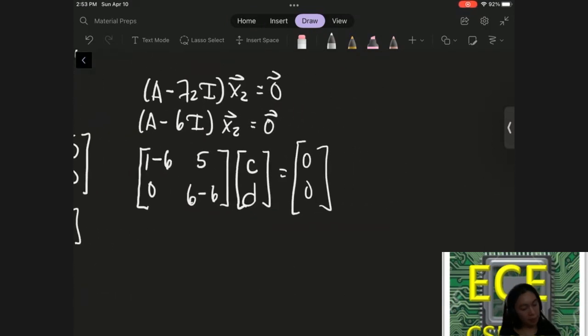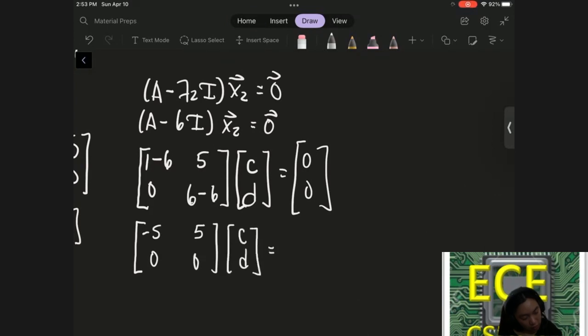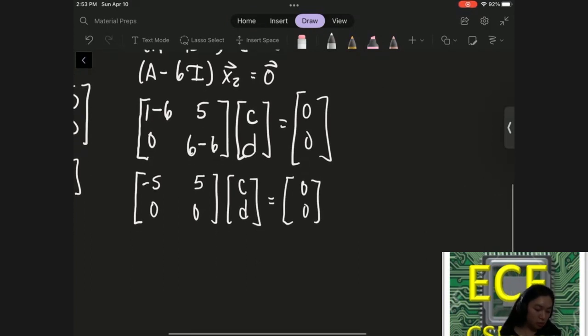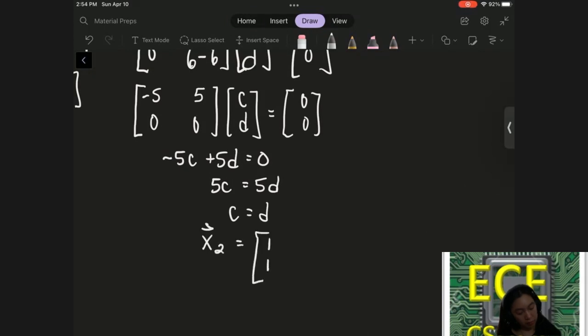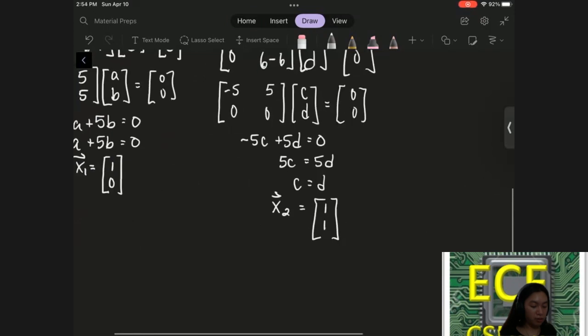Let's simplify it. It's minus 5, 5, 0, 0, times C, D. Again, it's a system of equations. So this is minus 5C plus 5D equals 0. And so that's 5C equals 5D, which means C equals D. A vector that represents x2 is just 1, 1. And there you have it.